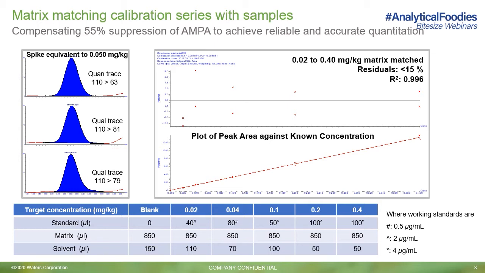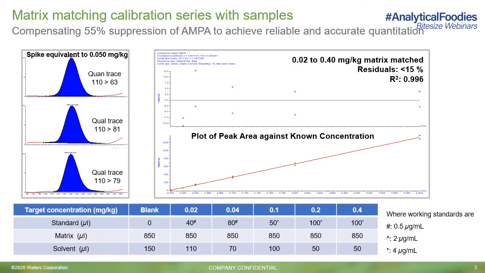From previous method development work, we know AMPA is suppressed by matrix in these commodity types by more than 50%. However, despite this ion suppression, the matrix-matched wheat flour curve yields excellent linearity, accuracy, and repeatability. An example of the sensitivity achieved for the matrix-matched standard at 0.05 milligrams per kilogram is shown on the left of the curve.